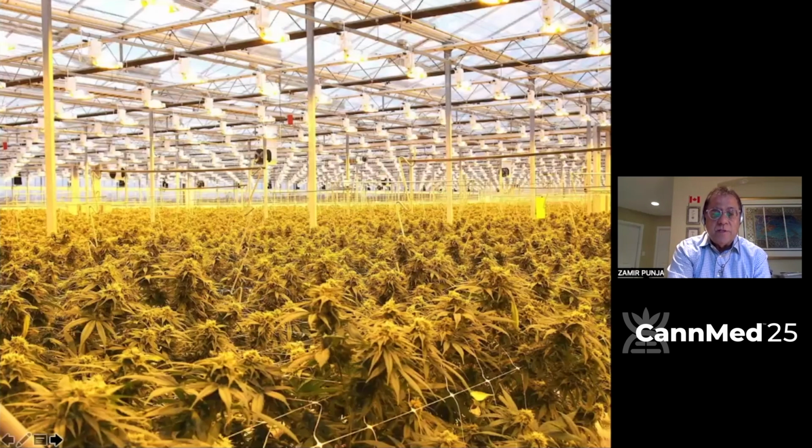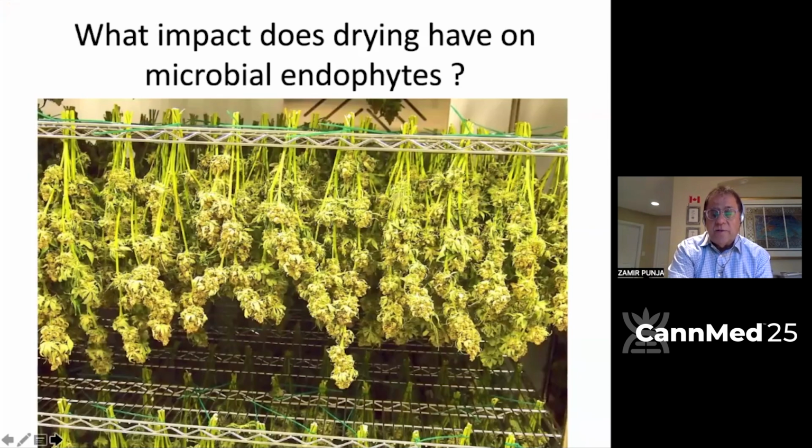So here, of course, is the greenhouse environment that I've been working in. This is where the plants were collected from. And as you can see here, these are plants that are fairly close to being harvested. We did look at these flowers for the presence of various types of endophytes. We also looked at dried flowers. Here you see an example of the flowers that are being dried. We sampled from these as well, and we wanted to see what kinds of microbial endophytes would be present in these particular tissues.